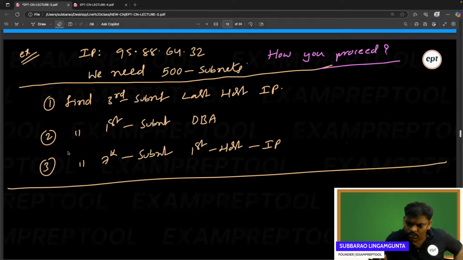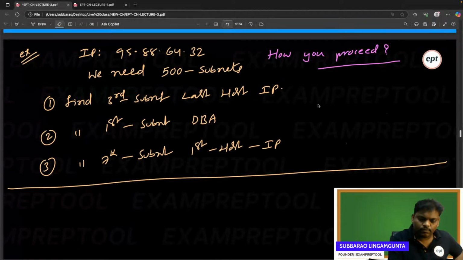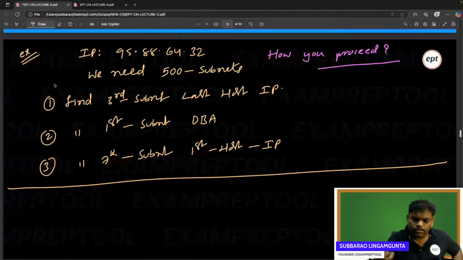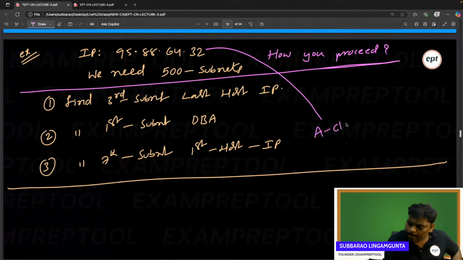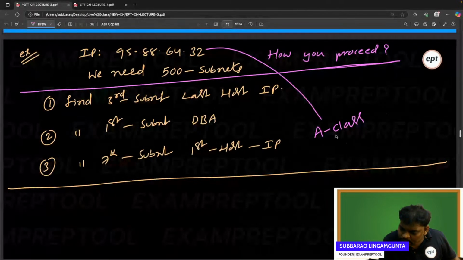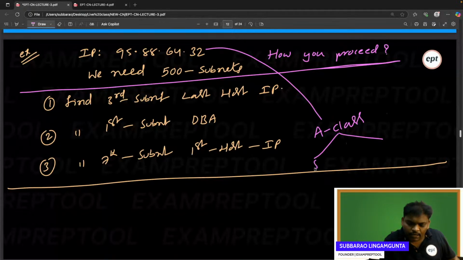Now let me ask you one small question. Given IP belongs to which class? Given IP belongs to A class. A class means how is the division? Can you see this? In A class division, 8 bits for network, 24 bits for host.